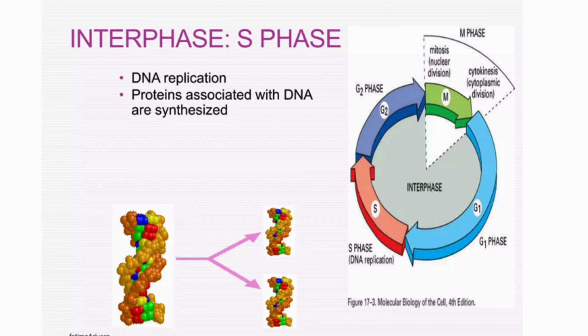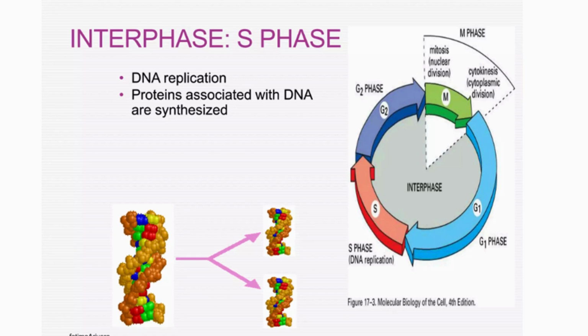The second phase of interphase is known as the S phase. S phase is where DNA replication occurs, and all the proteins associated with the DNA are synthesized. S is known as the synthesis phase, where the cell synthesizes a complete identical copy of all its genetic material. So the amount of DNA in the nucleus effectively doubles.